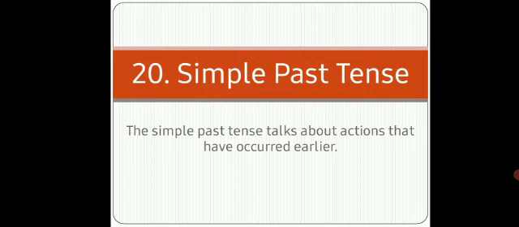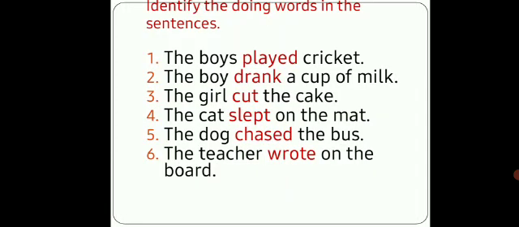As you know, the simple past tense talks about actions that have occurred earlier. Okay, so actions which are already completed. Let's find out the completed actions in these sentences. So identify the doing words in the sentences. So doing words, that means action words.